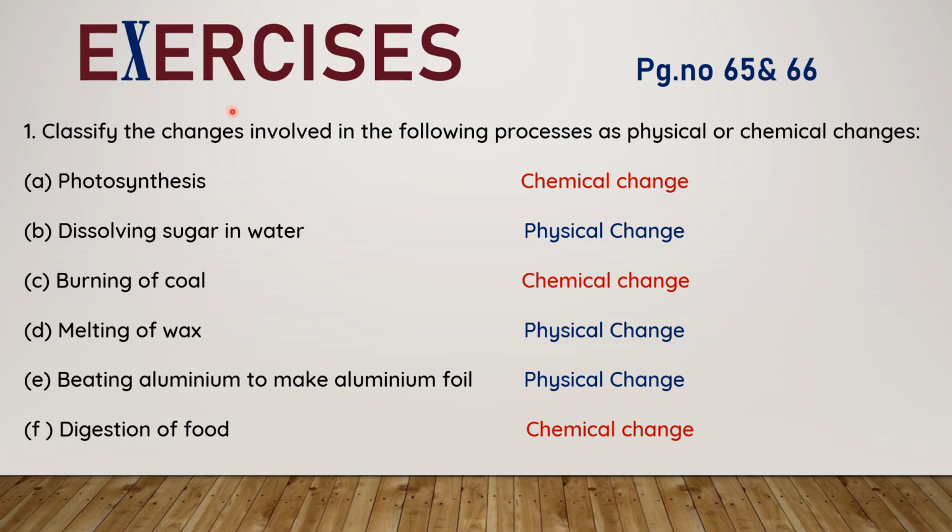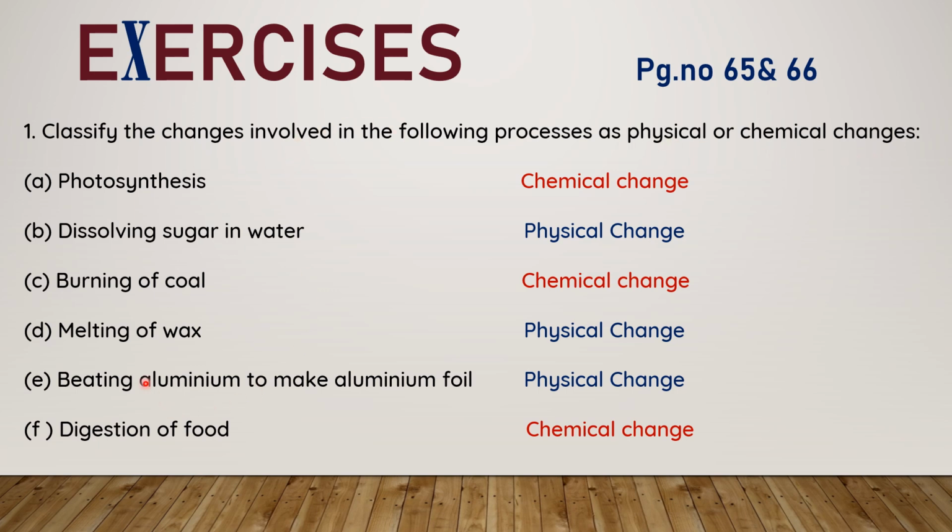As usual, many questions you have to write the answers in your textbook, and some of the questions' answers you have to write in your notebook. So the first question that you can write in your textbook. Okay, listen, the first question. Classify the changes involved in the following processes as physical or chemical changes.